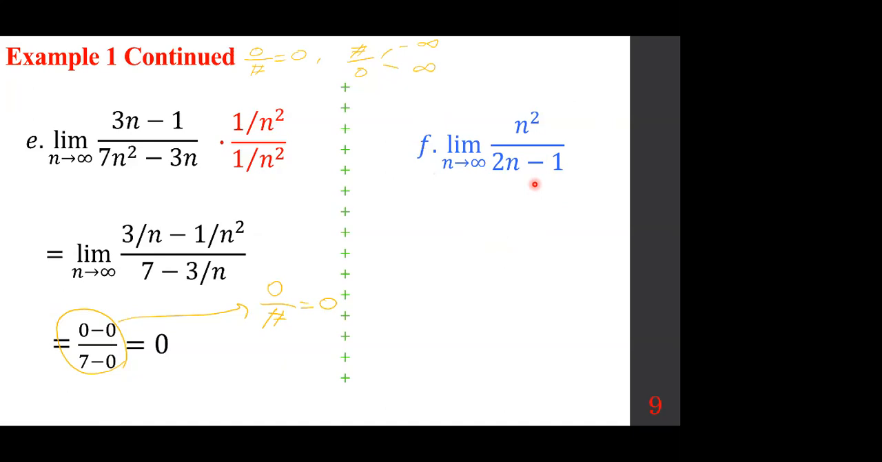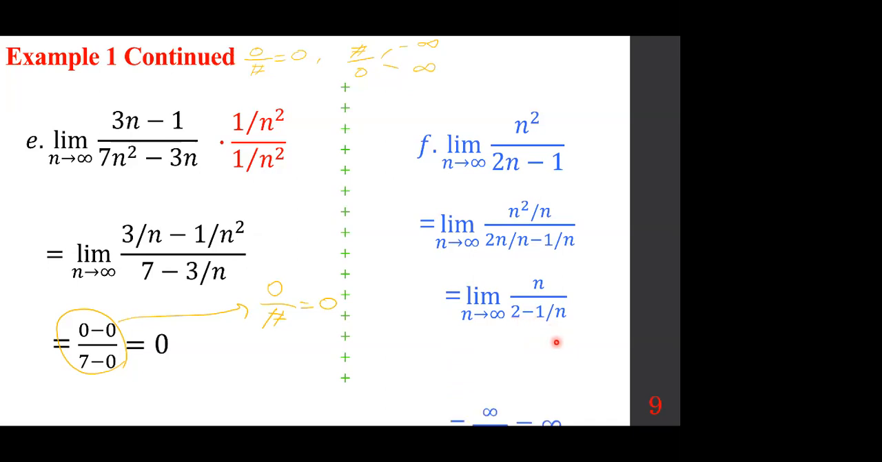Highest degree term in the denominator is n. We are going to divide by n, and we are going to write this. So this gives us n. N squared divided by n is n. This gives us 2 and minus 1 over n. Since n goes to infinity, this is 2, this is minus 0. Infinity over any number, it's infinity over 2. Infinity over any number ends up being infinity.